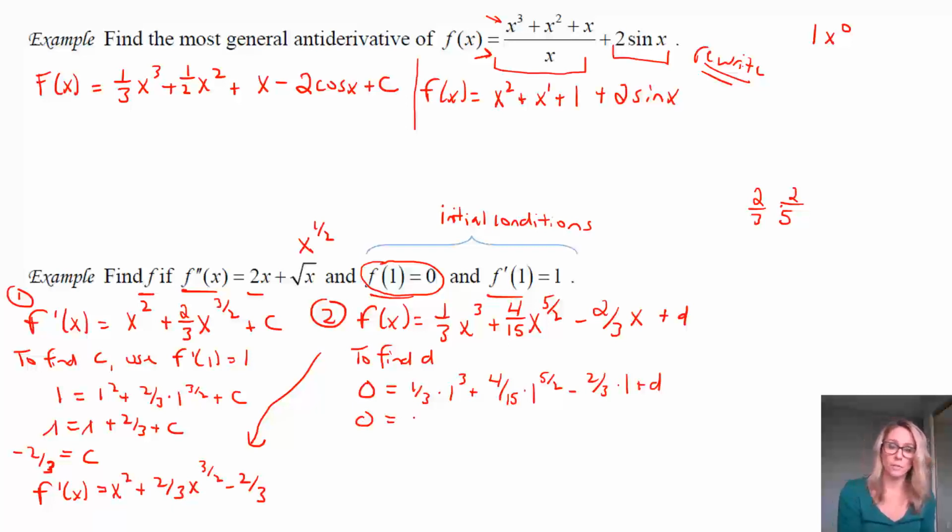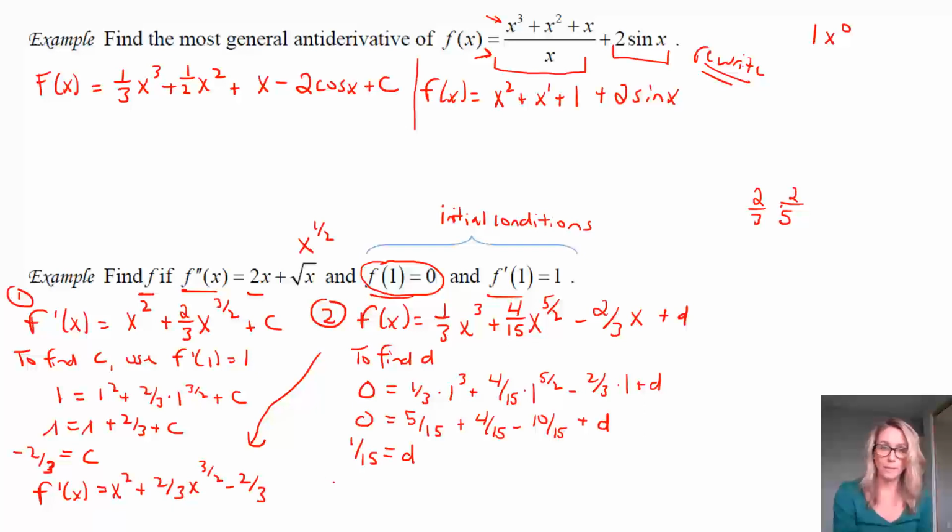So we can put those into common denominator fractions to figure out d. Common denominator here is 15. So we will have 5 out of 15 plus 4 out of 15 minus 10 out of 15. I'm not worrying about the 1 cubed, 1 to the 5 halves, 1. Those are all just 1. But give everything else a common denominator. You see that's 9/15 minus 10/15 is a negative 1/15. So when I bring that to the other side, I'm going to end up with d equals 1/15.